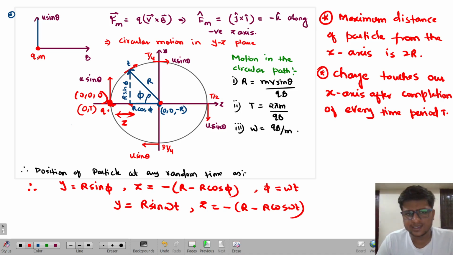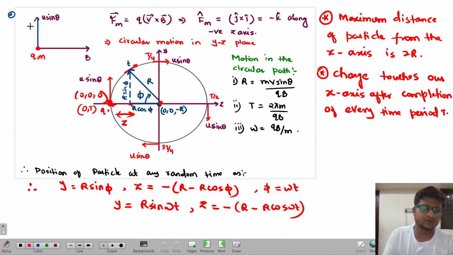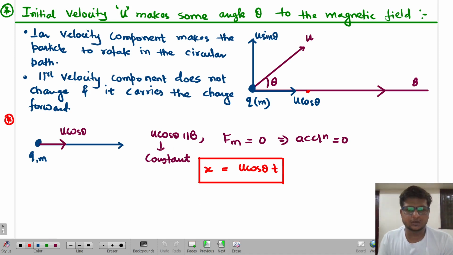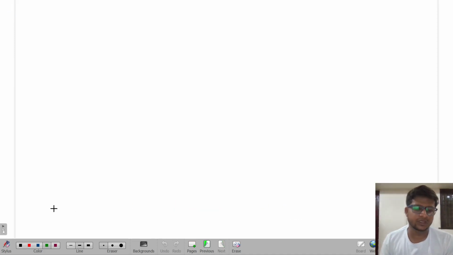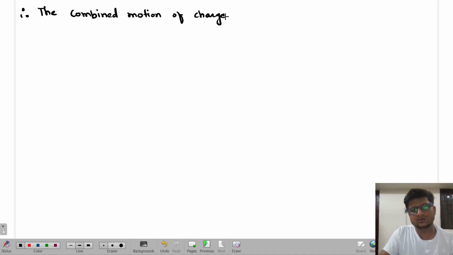So basically you can think of it like this: we just talked about the vertical component, the vertical velocity, right now. Now if we combine this horizontal velocity and vertical velocity, then we get a combined motion or not. Therefore the combined motion of the charge, let me take some pictures, one minute.